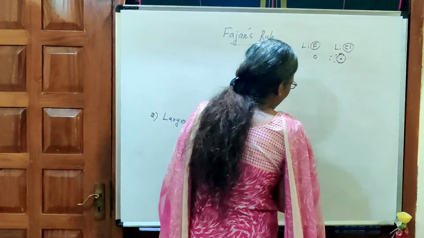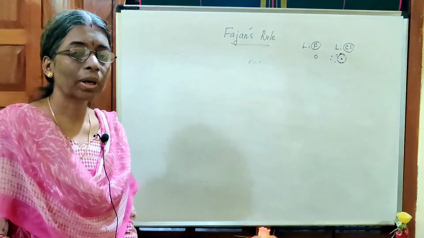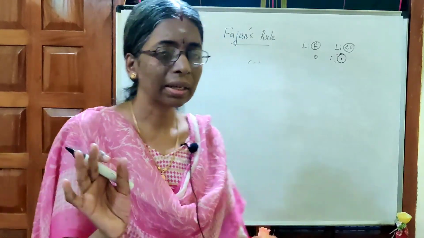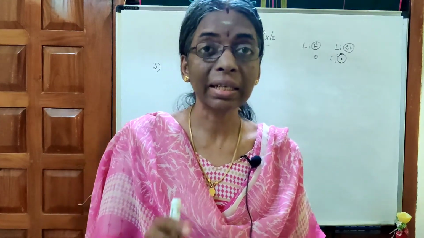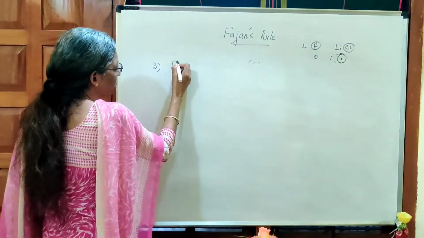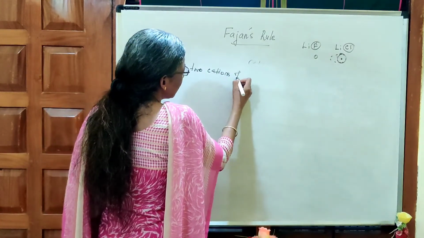size, the ions which have pseudo inert gas configuration have more polarizing power than the ions which have inert gas configuration. Is it clear? So the third point we can write: when comparing two compounds, the ions which have pseudo inert gas configuration will have more polarizing power than the ion which has inert gas configuration. So when you compare two cations of similar size.